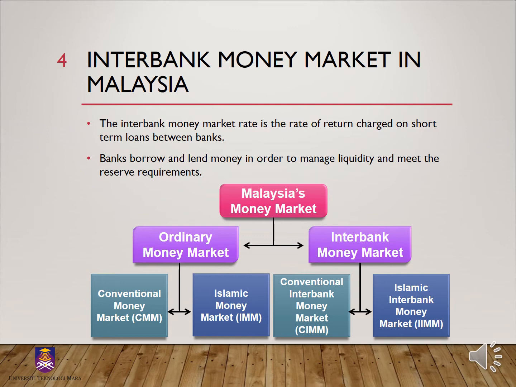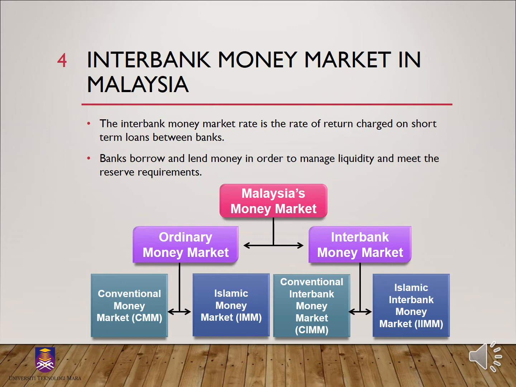Okay, the money market is a financial market platform for money market players to transact short-term instruments which have maturity tenure ranging from overnight to 12 months. In general, money market can be divided into two categories, the ordinary money market and the interbank money market. What is interbank money market rate? Interbank money market rate refers to the rate of return charged on short-term loans between banks.